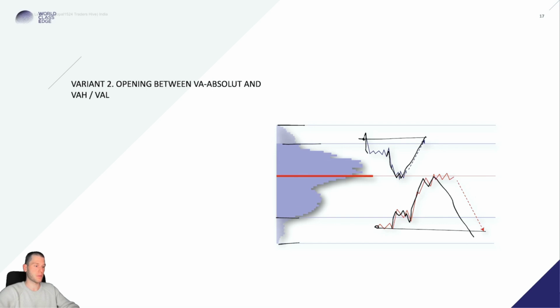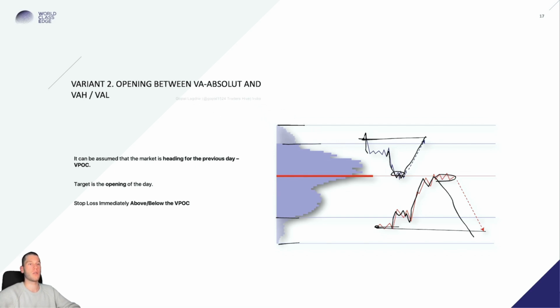We're looking for entries in the POC area or VPOC area, and our take profit is the open of the day. So what are the things we have to look for? Can we assume we are heading for the previous day VPOC? If we open outside the previous value area, but inside the previous day range or previous profile range, the target is the opening of the day, and we look for setups at the VPOC. Stop loss is immediately above the VPOC.